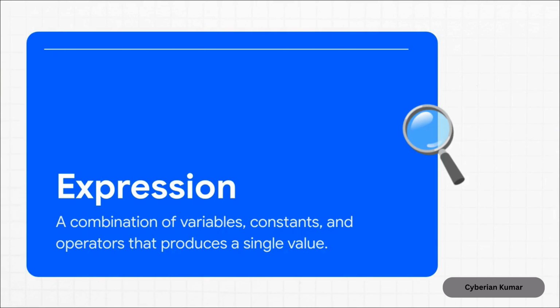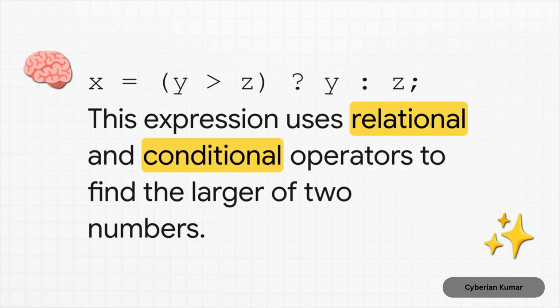So when we combine all of these pieces, our variables, our values, our operators, and we follow those rules of precedence, we create what's called an expression. You can think of it like a complete sentence that the computer can read, evaluate, and boil down to a single final answer. And here it is, a perfect example of putting it all together in one powerful line.